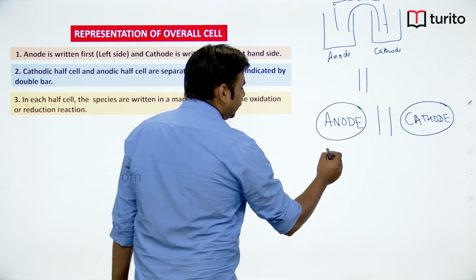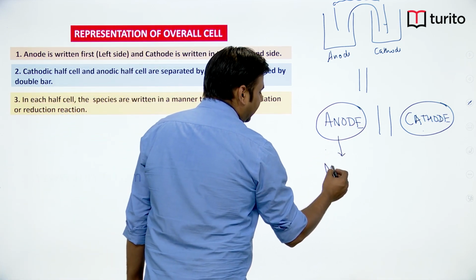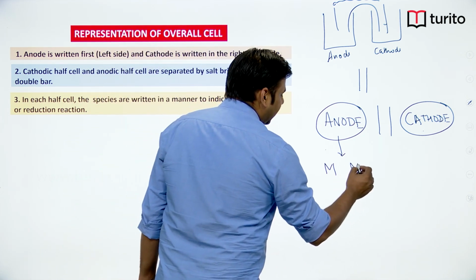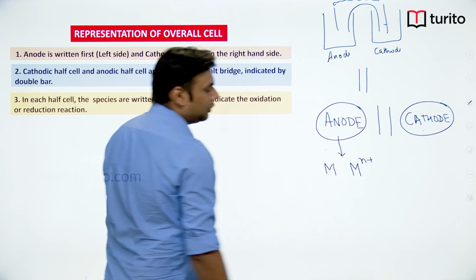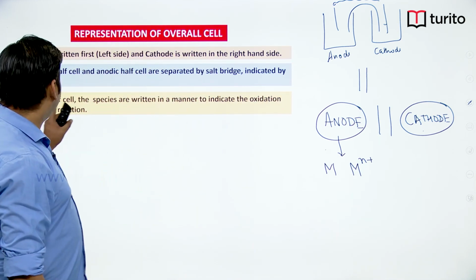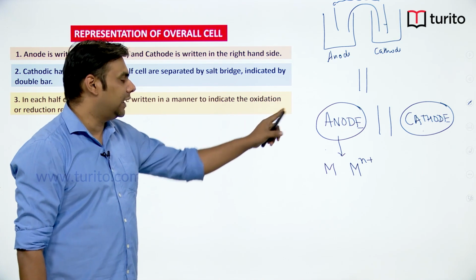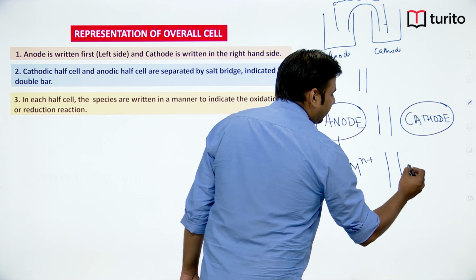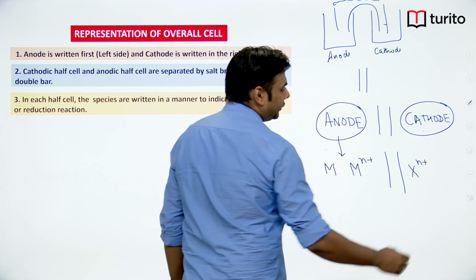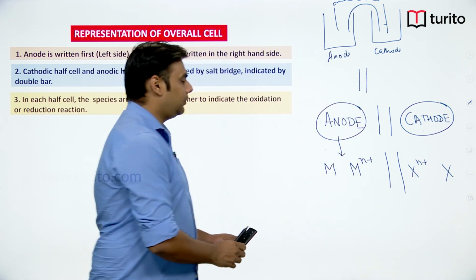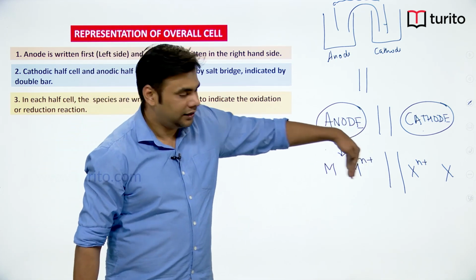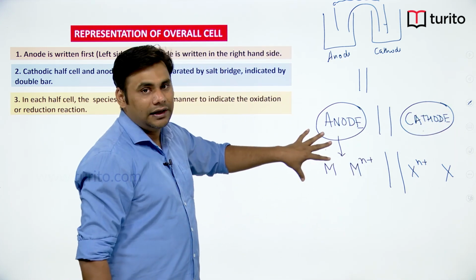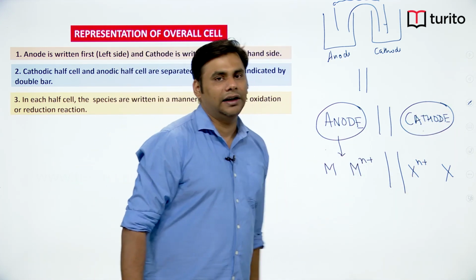So we'll write the species over here. In the anode, suppose we have dipped a metal in its aqueous solution, so we'll write metal and then metal ion, because the metal is undergoing oxidation into metal ion. In each half cell, these species are written in a manner to indicate the oxidation or reduction reaction. Suppose in the cathode we have some X n+ ion, and that is getting reduced into X. You can see that M is getting oxidized, M changing into M n+, and X n+ is getting reduced. We write them in such a manner that we are able to understand that they are undergoing oxidation and reduction.